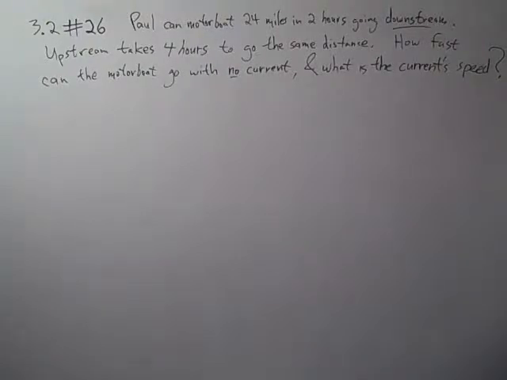Okay, so we have a motorboat that can go 24 miles in 2 hours downstream, going with the current, whereas upstream, going against the current, it takes 4 hours to go that same distance, 24 miles. So the question is, how fast can the motorboat go? What's its speed with no current? And what was the current speed?